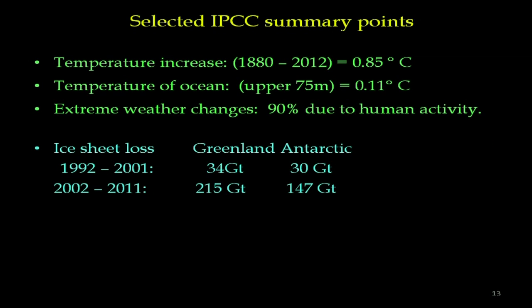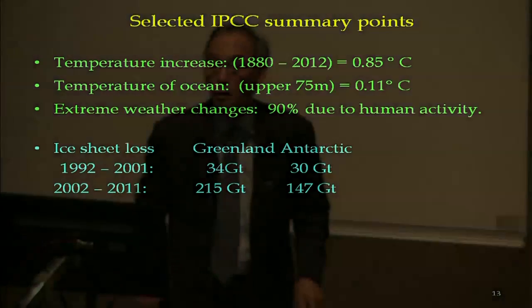I want you to focus on the fact that the land temperature has increased dramatically more than the ocean temperature, and I'll get back to that. And for the ice masses in Greenland and Antarctica, over the decade 1992 to 2001, this is the loss in ice mass, and in the subsequent decade, there's significantly more.